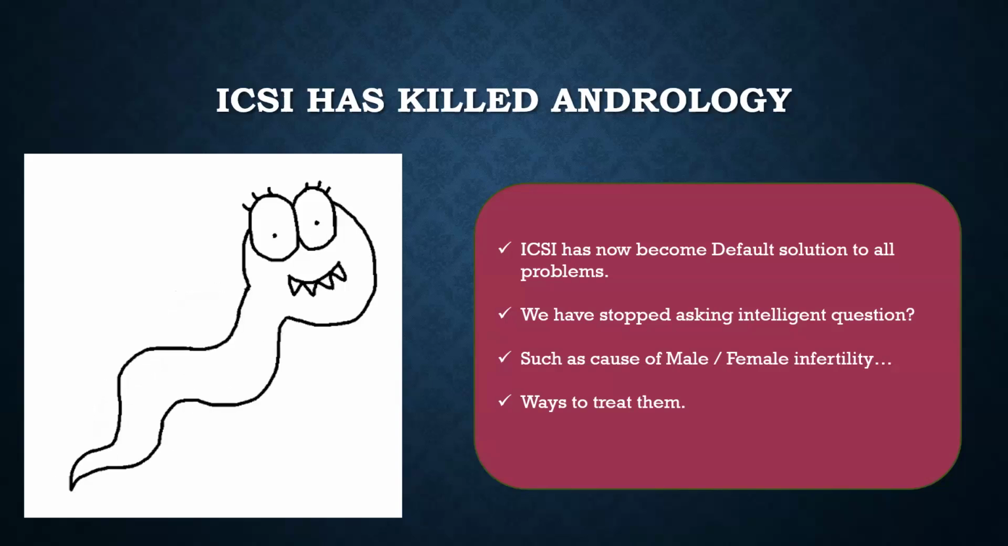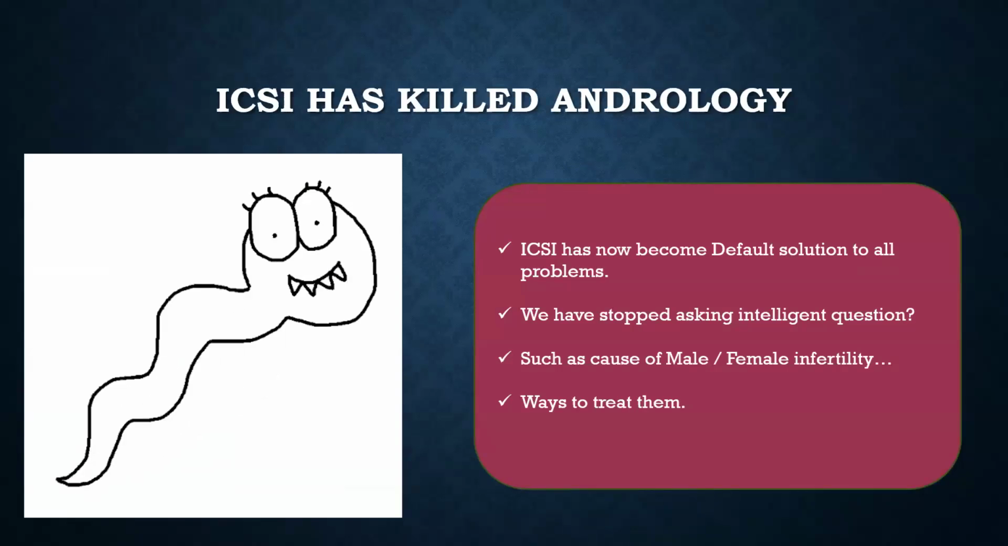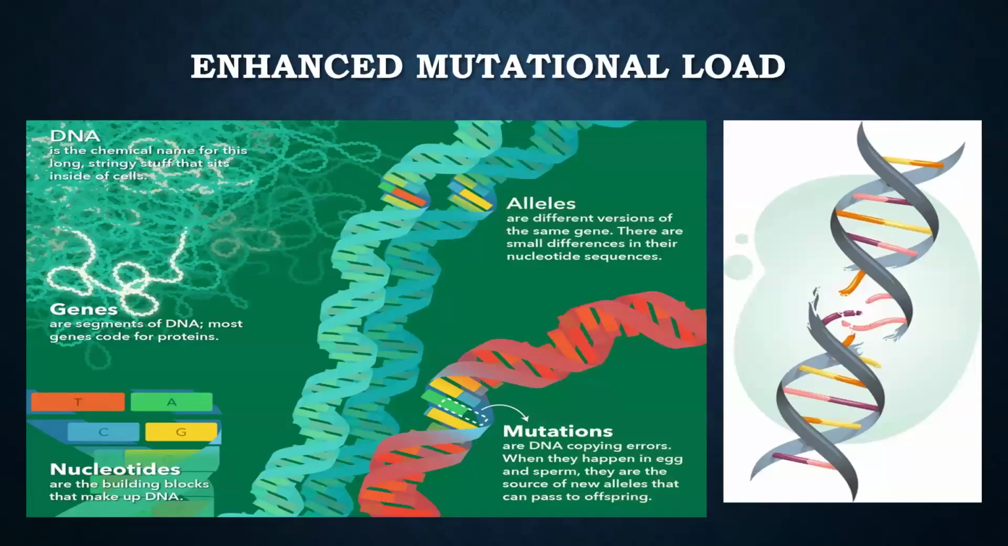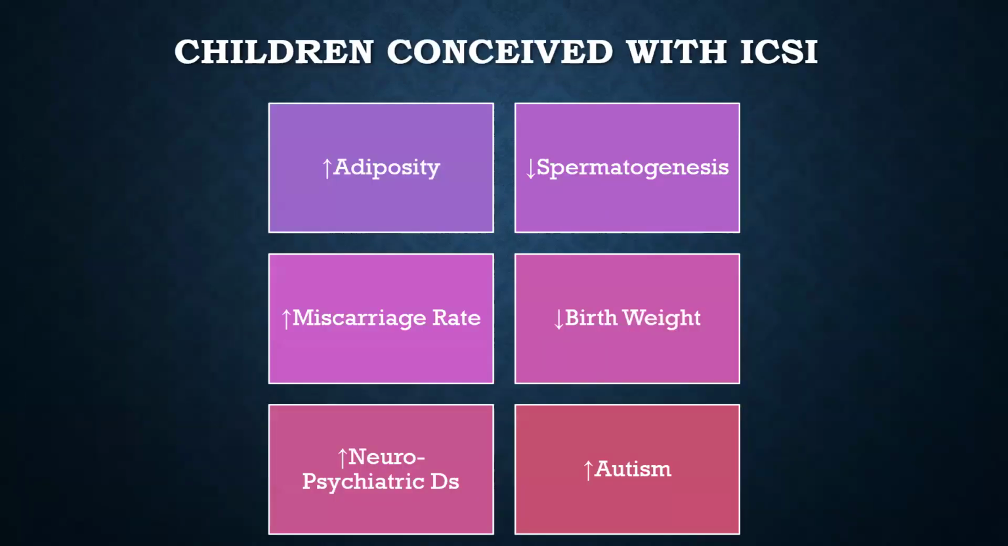ICSI has also killed andrology because any kind of sperm, if it is alive anywhere in the genital tract, can give you a fertilization. With such sperms, we may be propagating all kinds of mutations, and this may not have an immediate effect on the children, but in the long term, we might see that children conceived with ICSI have high adiposity, mostly in girls. Men born from ICSI have decreased spermatogenesis. There is increased miscarriage rate compared to IVF babies, and low birth weight. And some cases have come with increased neuropsychiatric diseases and autism.